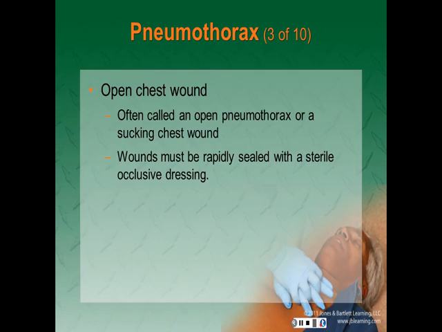An open chest wound is called an open pneumothorax or a sucking chest wound. After clearing and maintaining a patient's airway, these wounds must be rapidly sealed with a sterile occlusive dressing. The dressing prevents air from being sucked into the chest through the wound, and Vaseline gauze and aluminum foil are examples of sterile materials used for such a dressing.